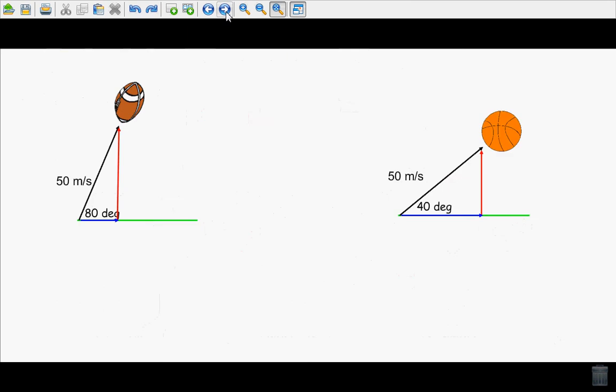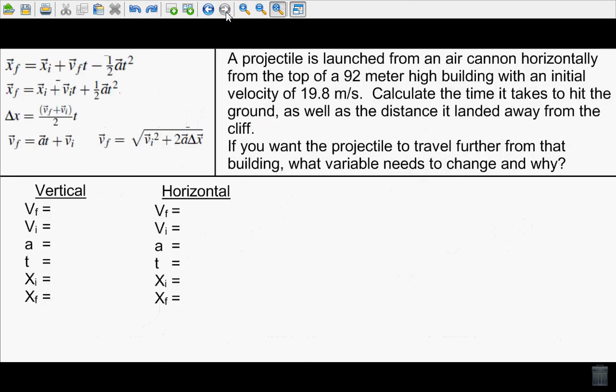I'd like you to answer this problem. A projectile is launched from an air cannon horizontally from the top of a 92-meter high building with an initial velocity of 19.8 meters per second. Calculate the time it takes to hit the ground as well as the distance it landed away from the cliff. So this is actually the type of problems we were working on last week.